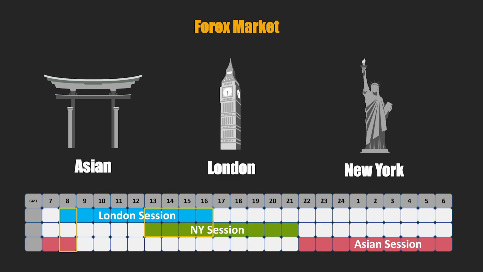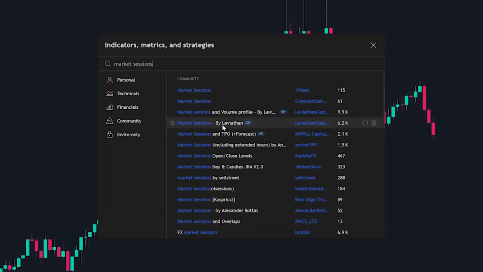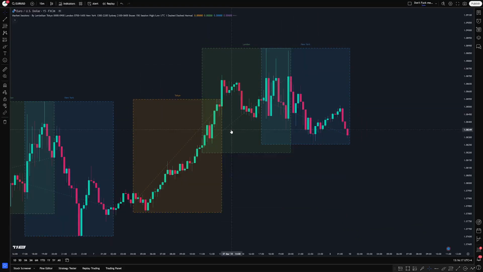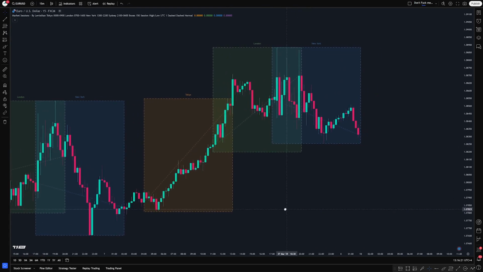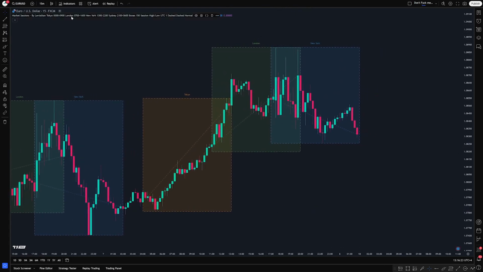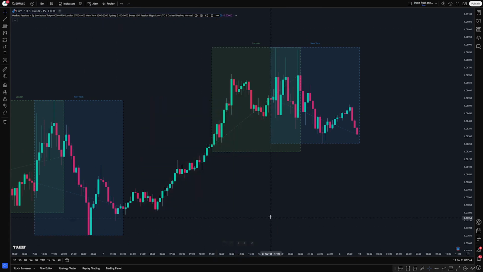If you want an easier way to mark them on your chart, go to the Indicators tab on the TradingView platform and search for market sessions. Click on the indicator created by Leviathan, and this will automatically mark the sessions on your chart. To customize the settings, double-click on the indicator name. Here, you can change colors or uncheck any session you don't want to display.